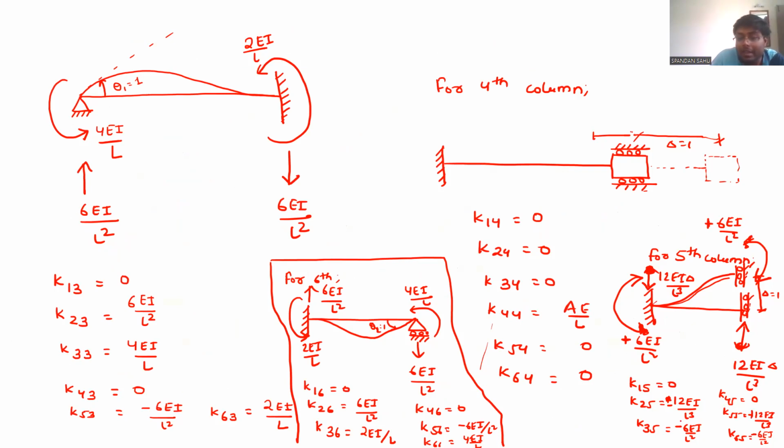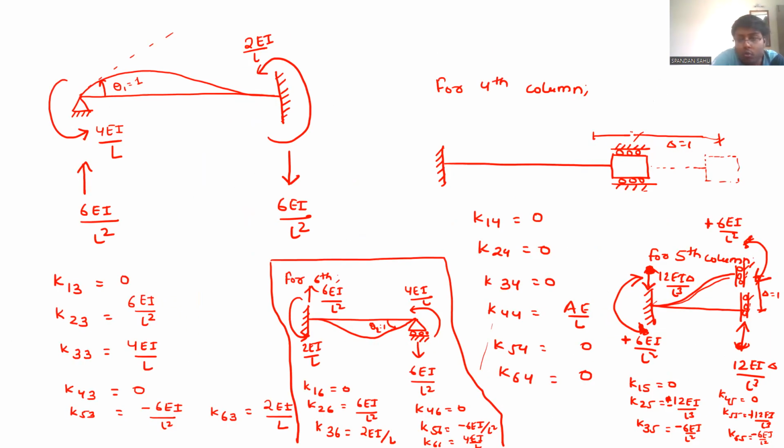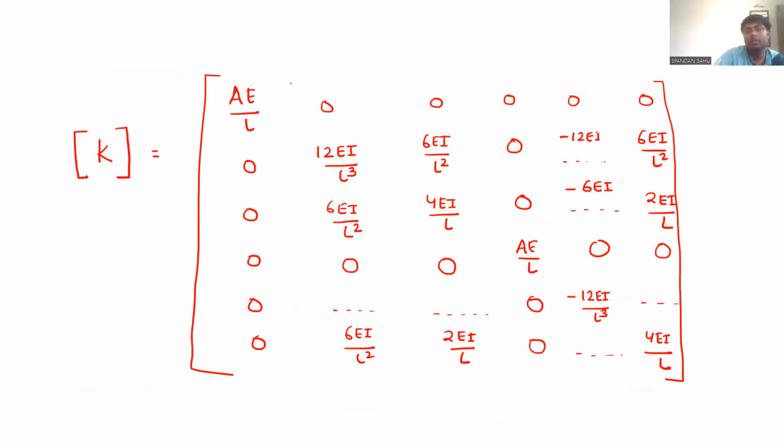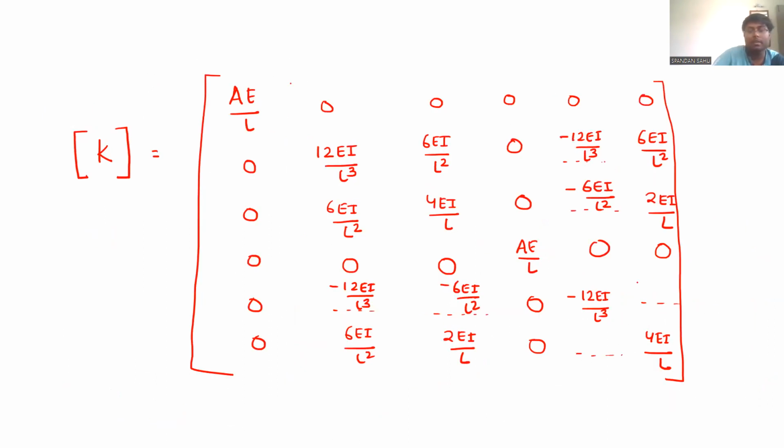Now check K32 and K53 are same. Minus 6EI delta by L square. Minus 6. K25 and K52. Now it is EI upon L square. K65 is minus 6EI by L square. K56 is also minus 6EI by L square.